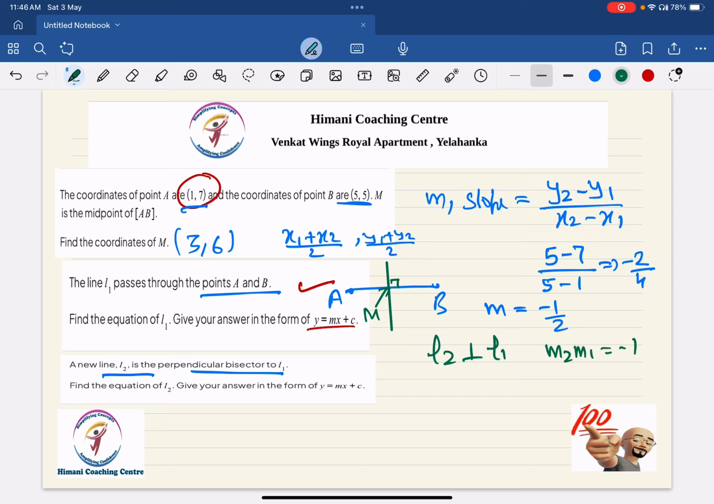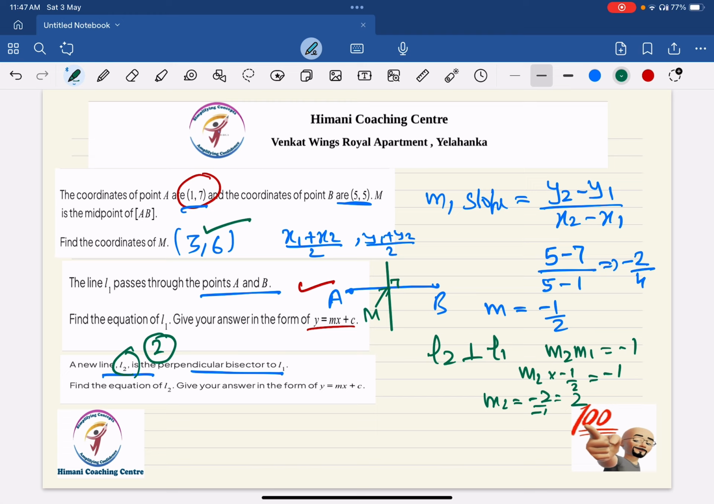So now since L2 is perpendicular to L1, we saw in the previous question m2 times m1 should be equal to minus 1. So if I have to find m2, what will I do? I will say m2 times minus half is equal to minus 1, or m2 equals minus 1 by minus half, or just 2. So we have got the slope of line L2 as 2. And it is passing through which point? 3, 6.